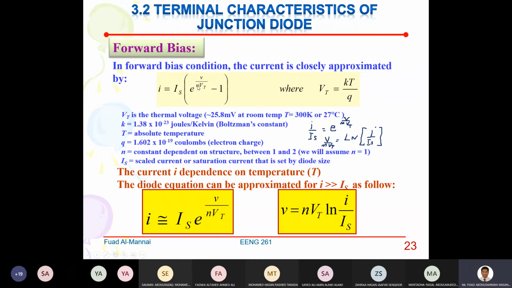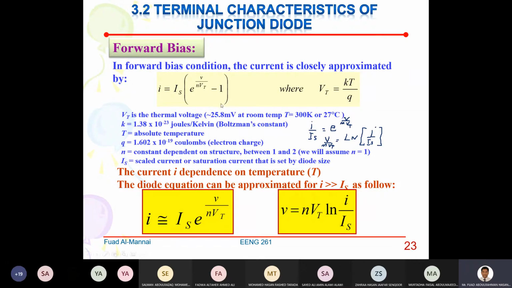Then N is a constant, between 1 and 2, okay, guys. Usually, if the question didn't mention N, then regard N as equal to 1. Everybody get that? If the book or the question didn't mention any N, then you regard it as equal to 1.